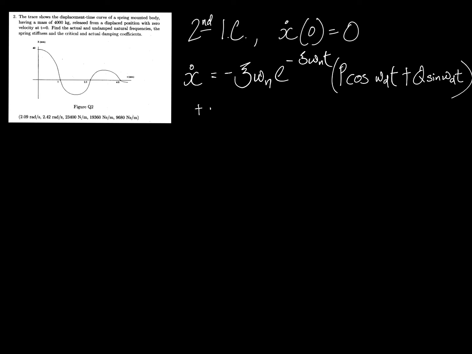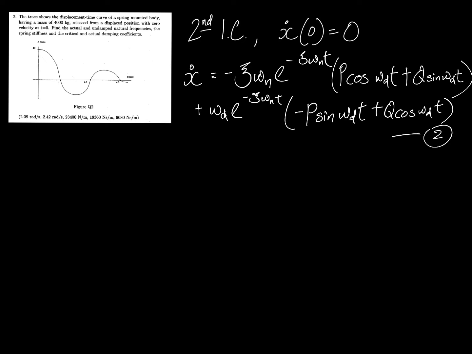plus omega d e to the power of minus zeta omega n t minus P sine omega d t plus Q cos omega d t. Right, so this is product rule. We hold the first term, we differentiate the second term, plus holding the second term, differentiate the first term. So now that we have x dot, we can substitute the initial condition over here.